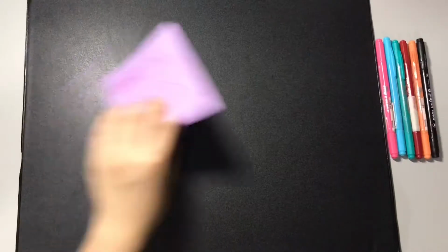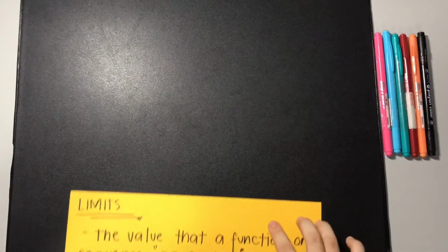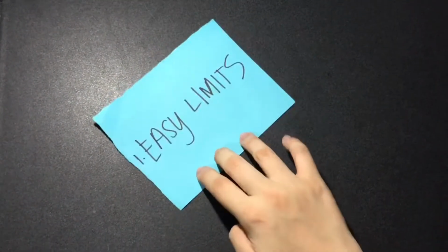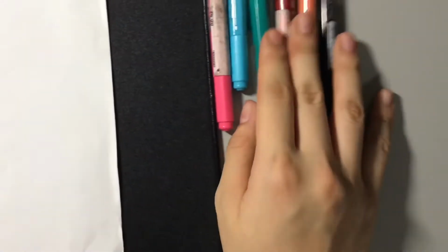And I'm going to talk about limits of a function. First, what is a limit? A limit is the value that a function or sequence approaches as the input or index approaches some value. So first, we have the easy limits. They're called easy limits because you're just going to substitute the value of x.